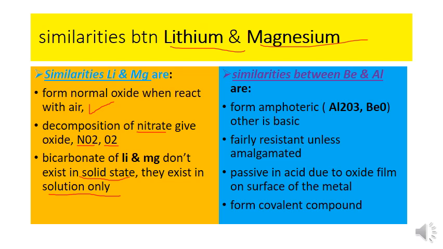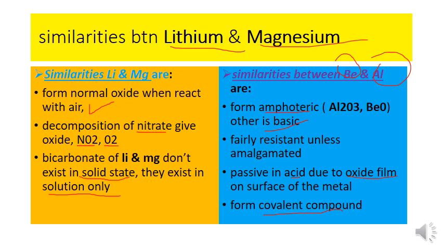Here we have a similarity between beryllium and aluminum. Both form amphoteric oxides, while others form basic ones. They show resistance to acid, meaning they fail to react with acid. Here they become passive in acid due to an oxide film on the surface of the metal, which prevents the reaction with acid. Also, they form covalent compounds.